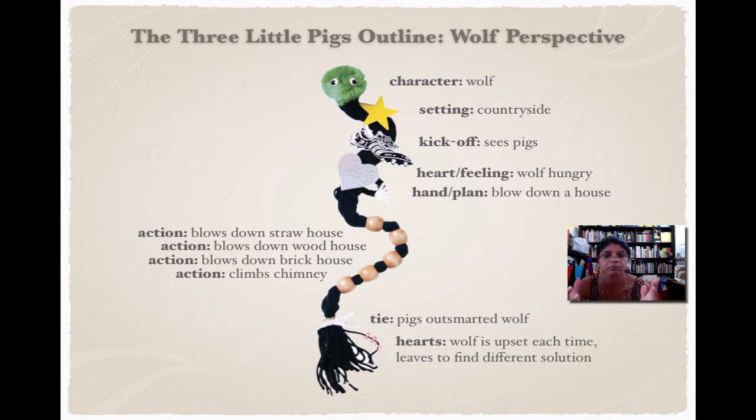He's got 3 options. He's going to blow down hopefully 1 house and then have his goal item. Well, as you know the story, action with the beads. Action 1, he blows down a straw house. Doesn't happen. Action 2, he blows down a wood house. Still no action. He doesn't get his goal. Action 3, he blows down a brick house. Again, no success there. So then he's forced into a final action, and that's climbing a chimney.